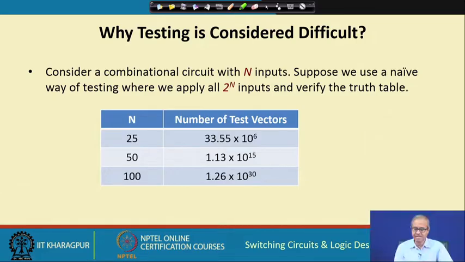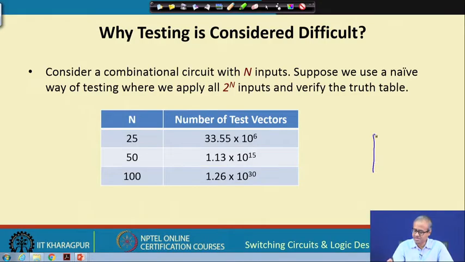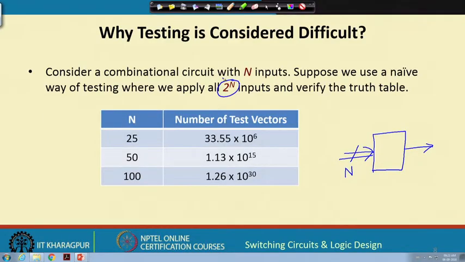Now, why is testing considered difficult? Consider a simple combinational circuit. Let us say I have a combinational circuit with a certain number of inputs and there can be one or more outputs. Let us say there are n inputs. Let us follow a simple process. Let us verify the truth table. That is the best possible testing we can do. We apply all possible inputs and see whether the truth table outputs are matching. So, at the inputs we have to apply 2 to the power n combinations. Now, let us think of practical circuits. The value of n can be pretty large.